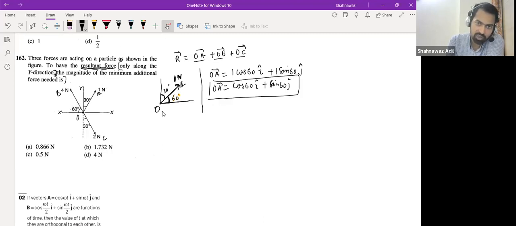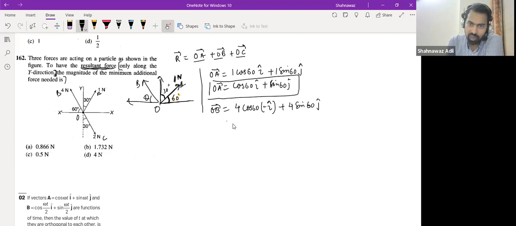And then what is OB vector? OB magnitude is 4 Newton. Angle is again 60. So 4 cos 60 minus i and plus 4 sin 60 j. This is the vertical and this is the horizontal one. So this was the OB. So minus of 4 cos 60 i hat and plus of 4 sin 60 j hat.